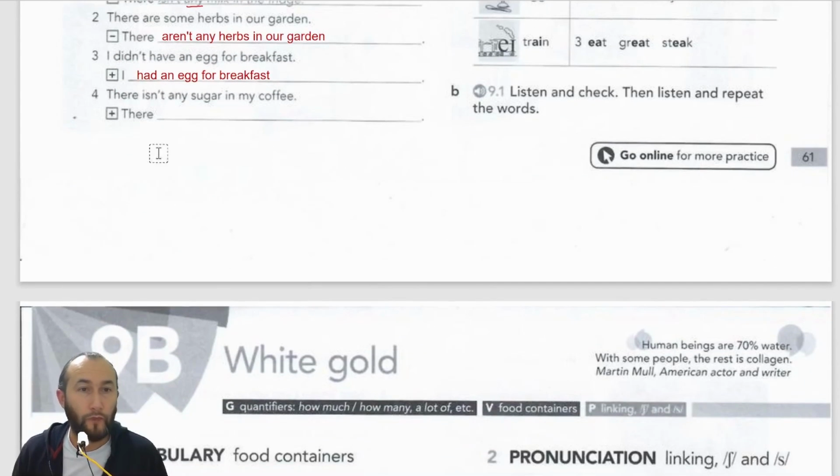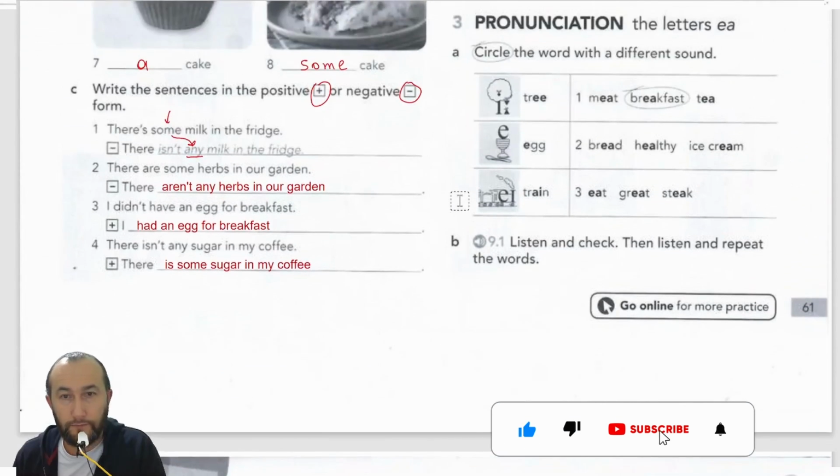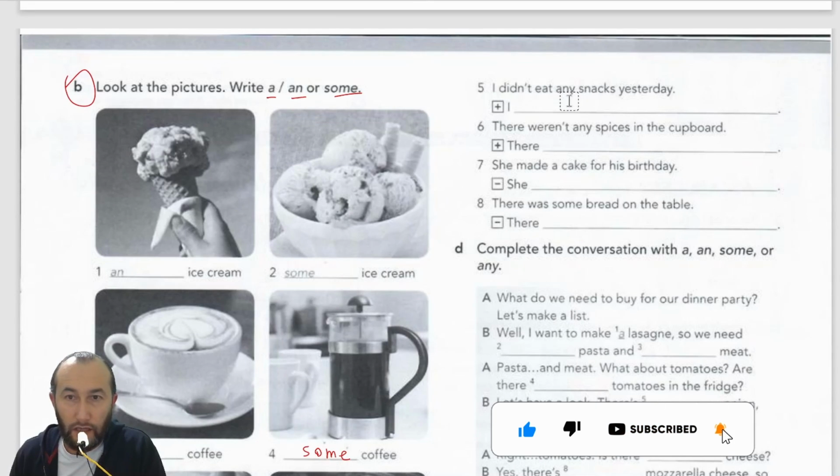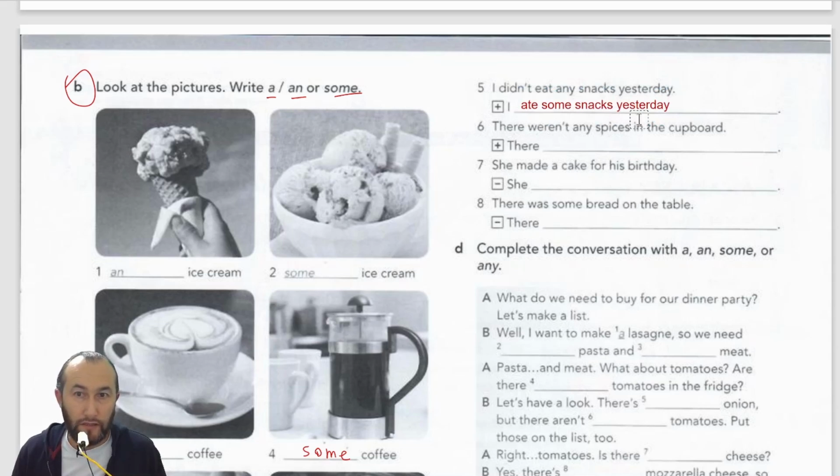Number 4, there isn't any sugar in my coffee. So sugar here is uncountable. So when we use positive structure, we use some sugar. So there is some sugar in my coffee. That's it. Okay, so we got number 5. I didn't eat any snacks yesterday. So snacks, any in positive format, we say I ate some snacks yesterday.